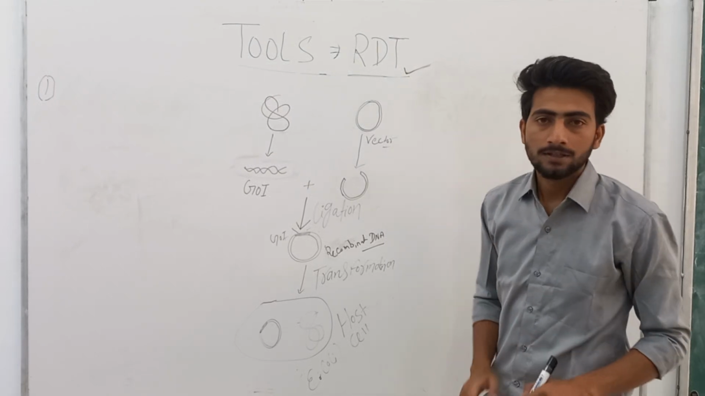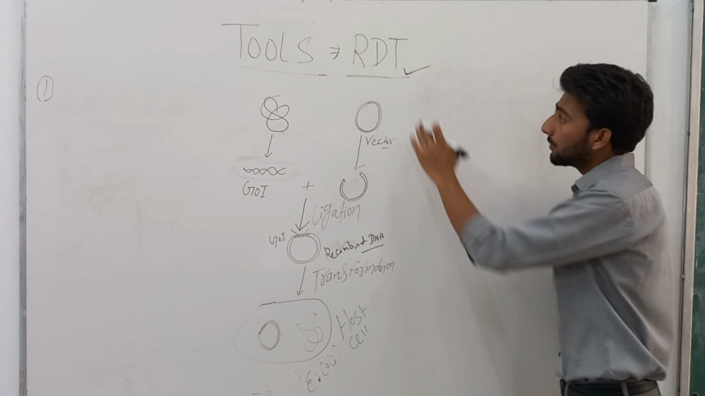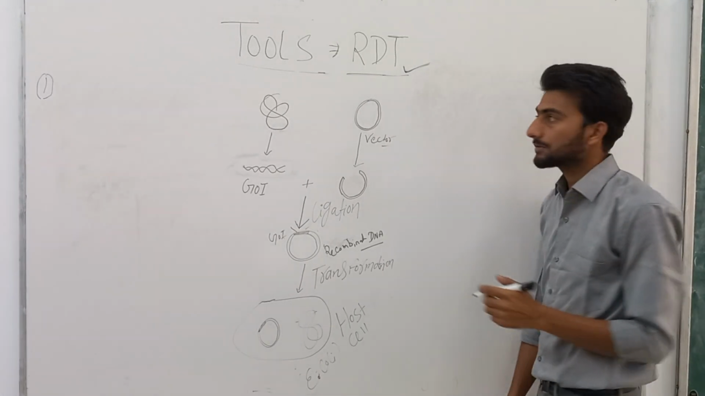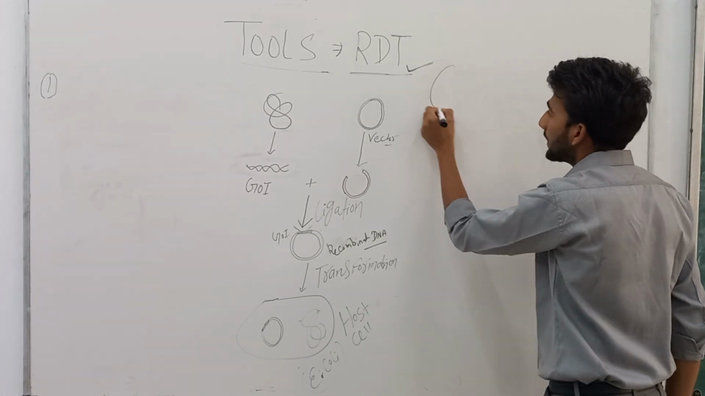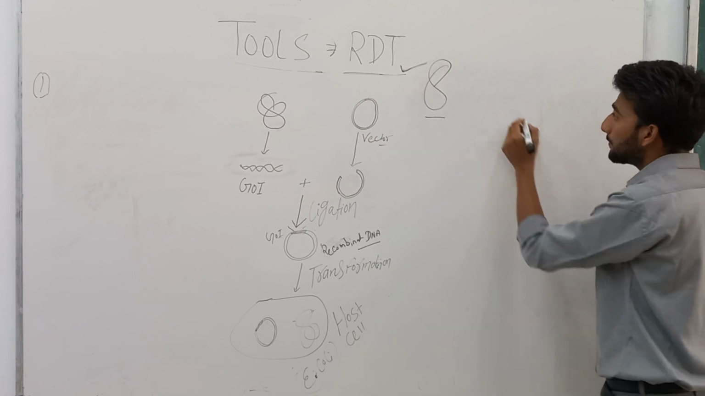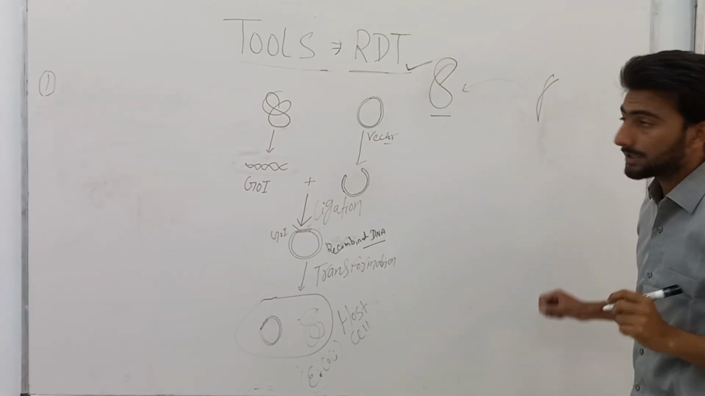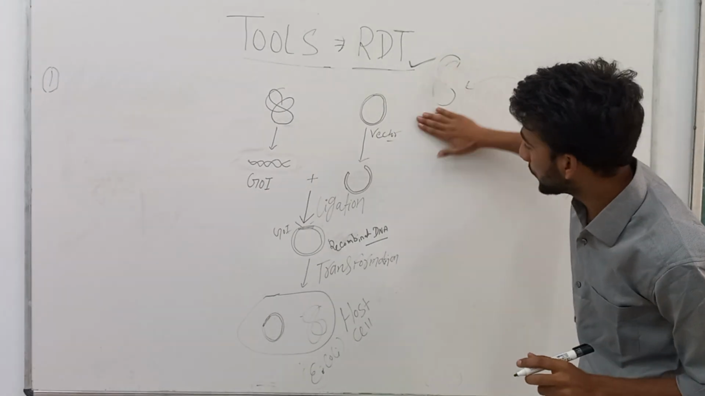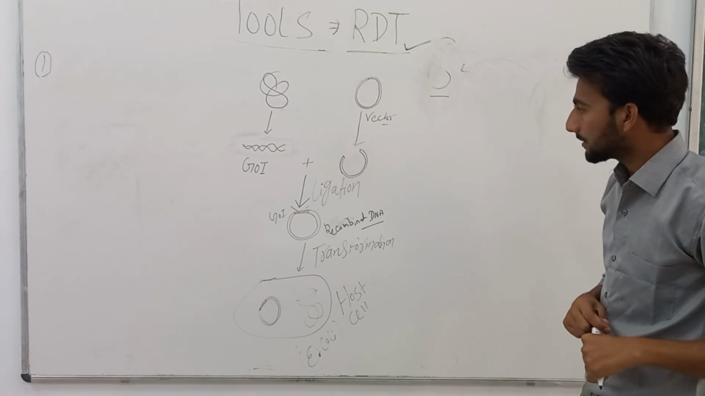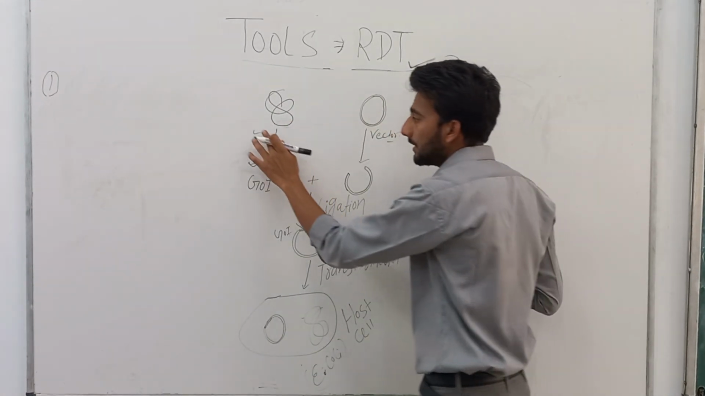Good morning everyone. Today we will discuss tools involved in recombinant DNA technology. What is recombinant DNA technology? It is a technique in which we modify the genome of an organism by inserting a gene of interest from another organism. Here I draw the steps involved in recombinant DNA technology. Then we will discuss them step by step.